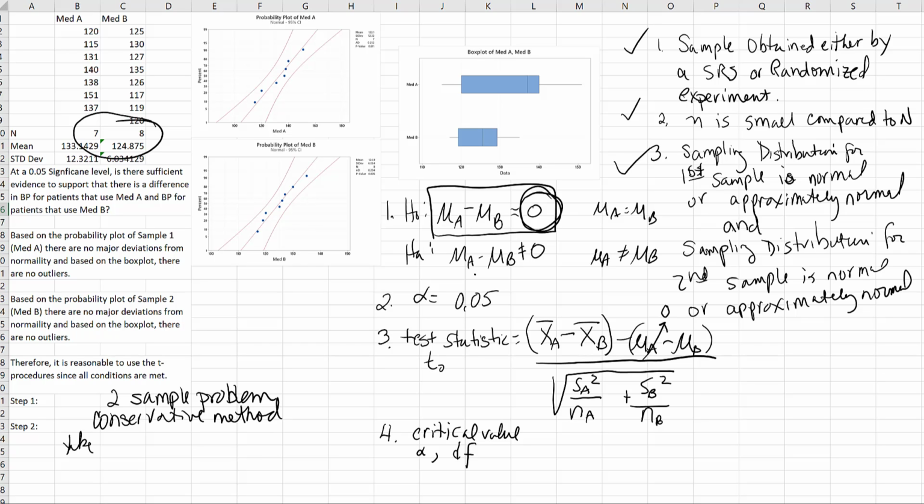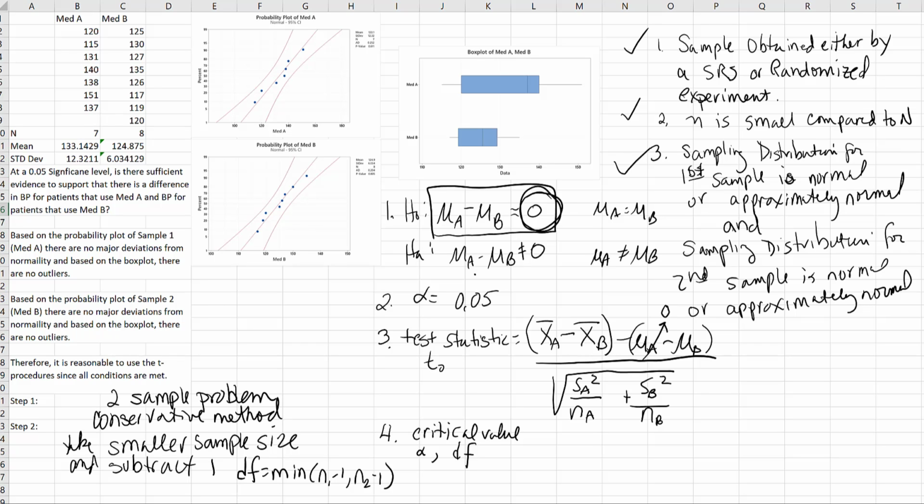Take the smaller sample size and subtract 1, and that would give you the degree of freedom. The shorthand way to write that is the degree of freedom equals the minimum of n1 minus 1, n2 minus 1. So in other words, you find the smallest sample size, subtract 1 from it, and that would be your degree of freedom. So in our sample, the smallest sample size is 7. So my degree of freedom is 6.